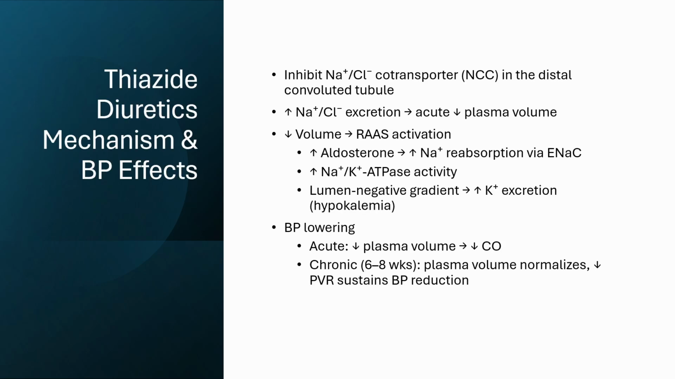The mechanism of action of a thiazide diuretic is that they inhibit the sodium chloride cotransporter in the distal convoluted tubule. This leads to an increase in urinary excretion of sodium chloride in approximately equal amounts, resulting in an acute reduction of plasma volume. The reduction in plasma volume then triggers a compensatory activation of the RAS system to increase renin release and aldosterone secretion.